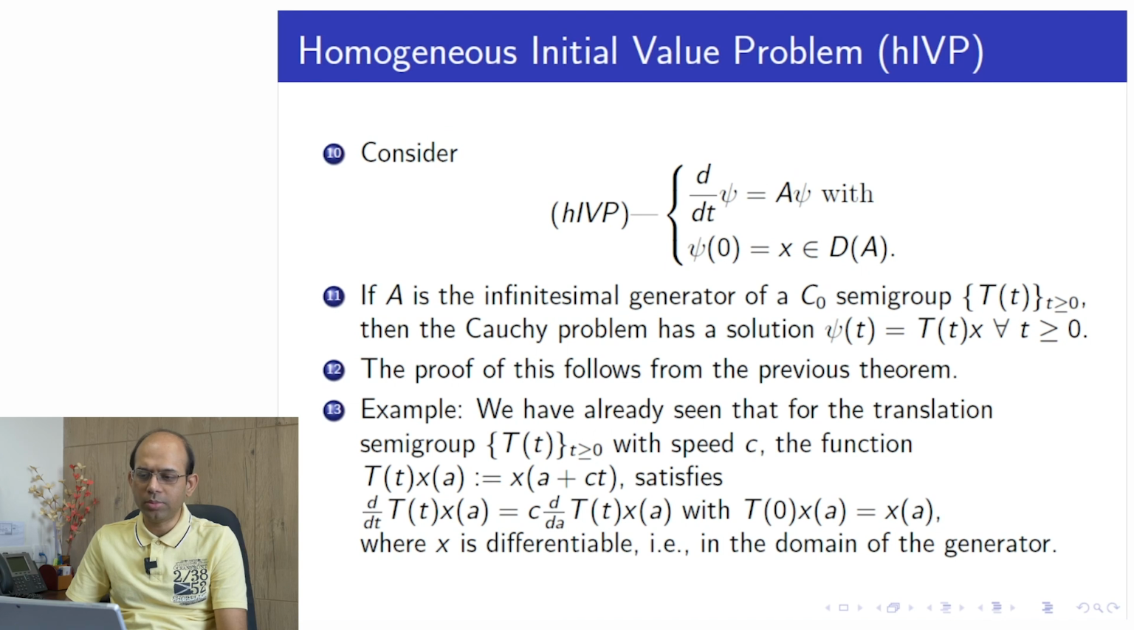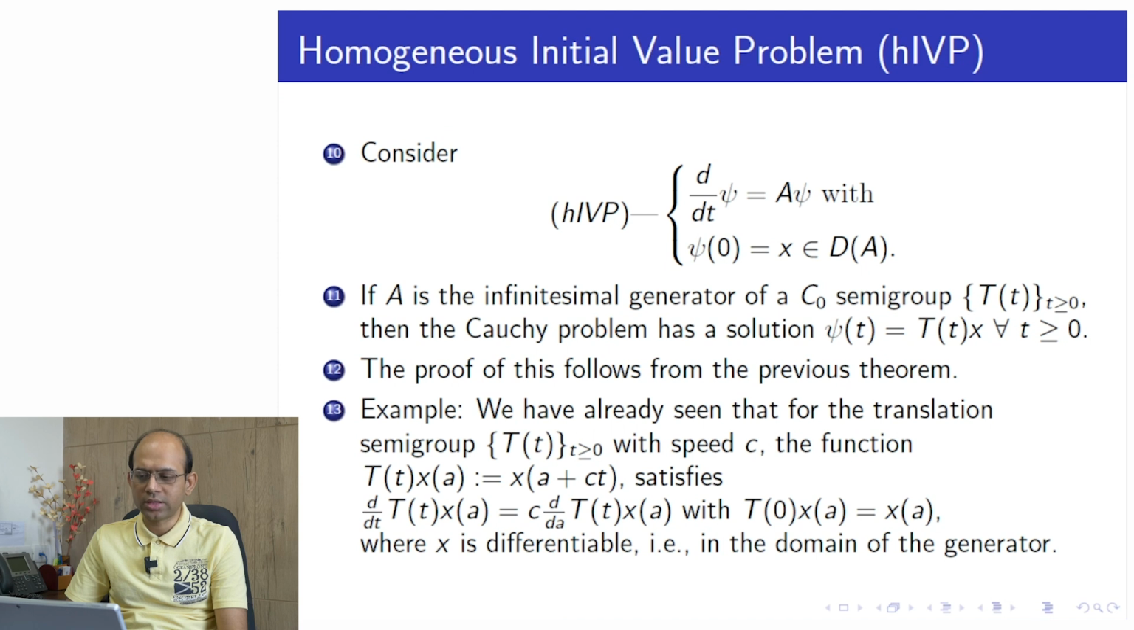Then this problem has the solution Tt of x. What is this Tt? This capital T is the semigroup generated by the operator capital A. So given a homogeneous initial value problem where capital A is given and the initial point is given, one can write down the solution, provided one knows the semigroup generated by capital A.